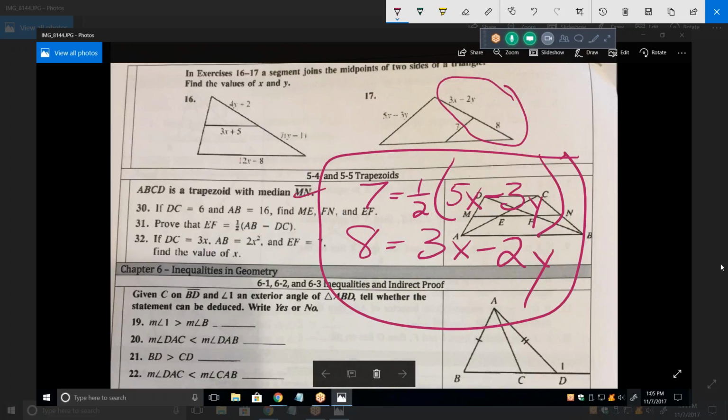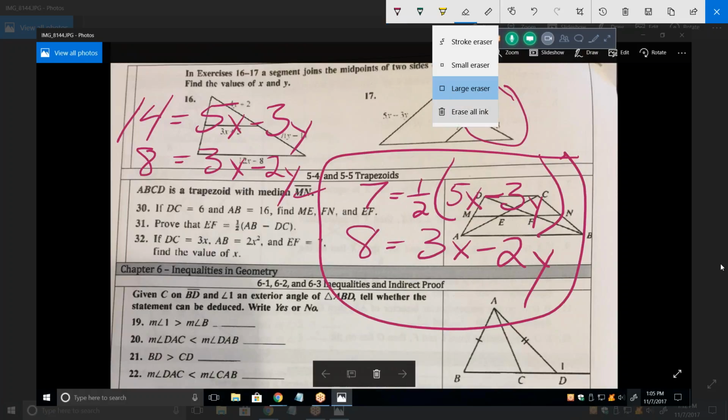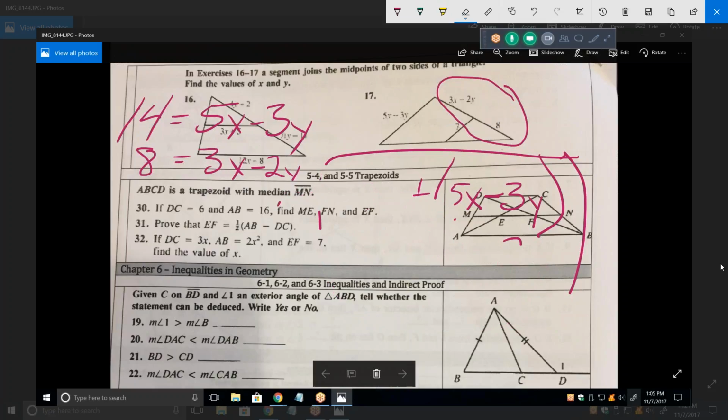Take away the 1/2 and just make the other side 14. Okay, that's a good first step. 14 equals 5x minus 3y. Now notice I don't have it exactly in standard format, but close enough. I have the x and the y on one side, the number on the other. Now if I write the second equation, I get that. Now this isn't the easiest set of simultaneous equations to solve. How do I solve these?